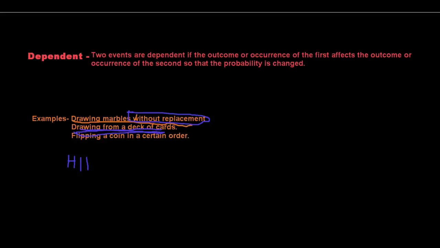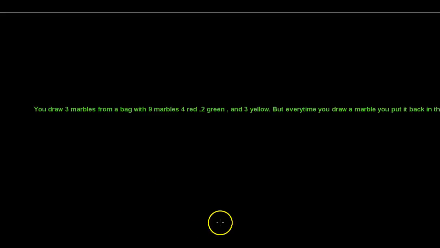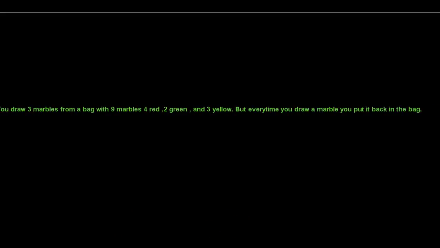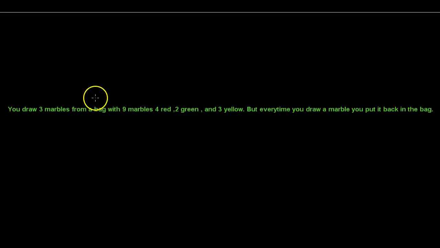So let's do an example now. We're actually going to start with that same example that we had up there about the marbles. So you're going to draw 3 marbles from a bag with 9 marbles. Same amount: 4 red, 2 green, 3 yellow. But instead, this time, you're going to keep the marbles. So let's figure that out.